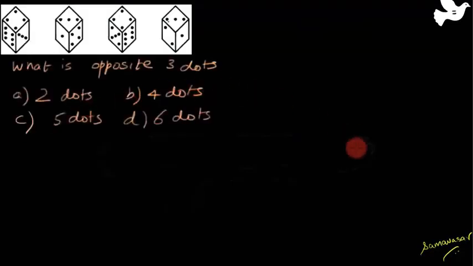Okay, let's look at some more questions for you to understand this technique even further. These are not CSAT questions. So this says, what is opposite to the 3 dots? Again, let me just write down 1, 2, 3, 4, 5, 6. For the previous technique, I need at least 2 cubes without the number 3. In this case, I don't have 2 cubes without the number 3. So let's just forget about this. Let's go by the long method.